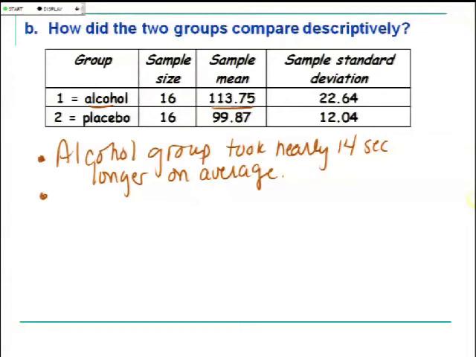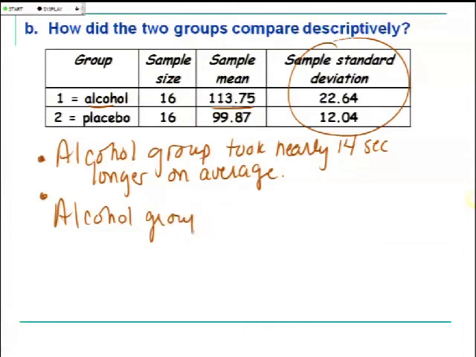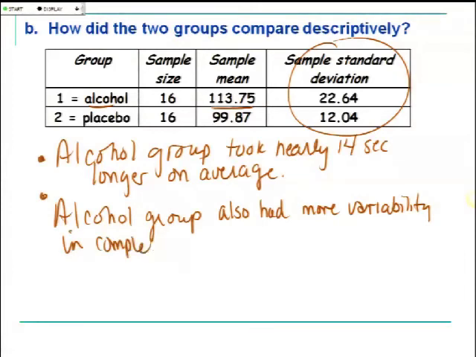What else do you notice about the responses for group 1 versus group 2? Looking at those standard deviations. Which group had more variability in their results? Group number 1, the alcohol group, also had more variability in their completion times. Our standard deviation of 22.6 versus 12.